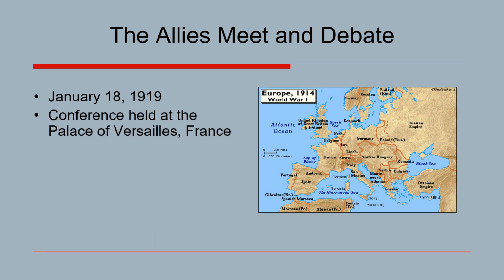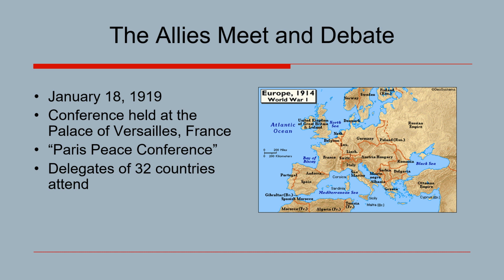So in the winter of 1919, the Allies convene at the Palace of Versailles, the former home of Louis the 16th, 17th, 18th, Napoleon, all of those former great French monarchs and rulers. At the Paris Peace Conference, there are delegates of 32 countries who are all going to be jockeying for what they want to see in these peace proposals. So this is going to be a very, very messy conference. And it lasts for months. It goes from January to June of 1919.